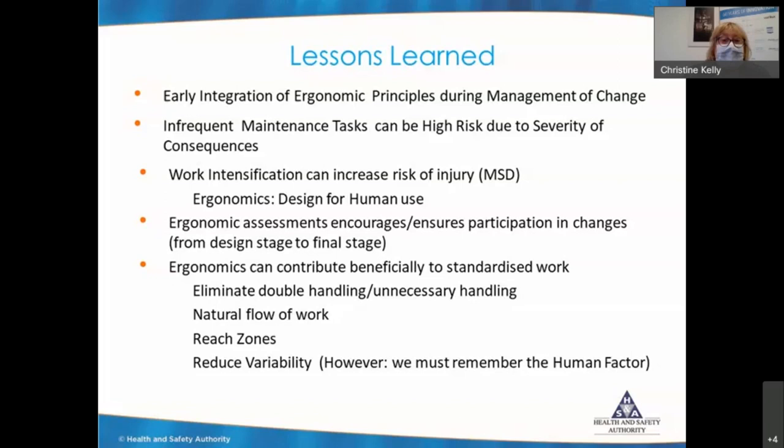Without the participation of people during the ergonomic assessments and during the improvement, I don't think we'd be as successful. And it creates a really positive safety culture also. And yeah, ergonomics can contribute beneficially to standardized work, as I said before.